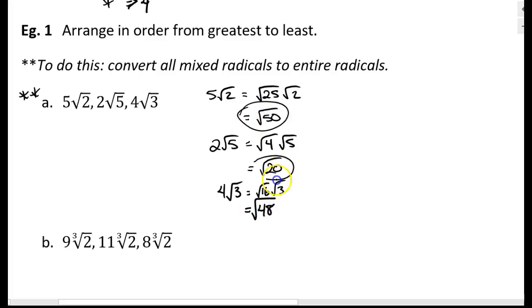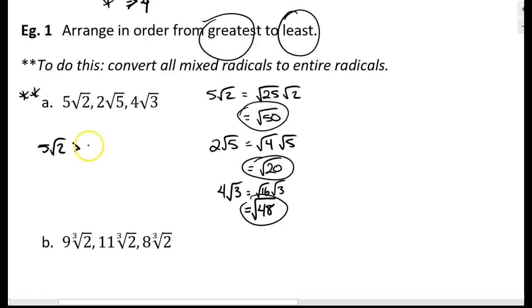Now we can compare these three values because they're all under the square root sign and they're all entire numbers. So 50 is going to be bigger than 48, which is going to be bigger than 20. So their radicals, when we take the square root of them, are actually also going to follow that same pattern. So we're asked from greatest to least. You also want to write them in the form that the question was originally asking. So 5 root 2 is greater than 4 root 3, which is greater than 2 root 5.